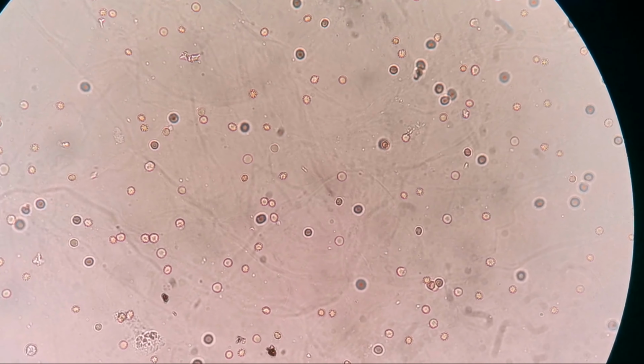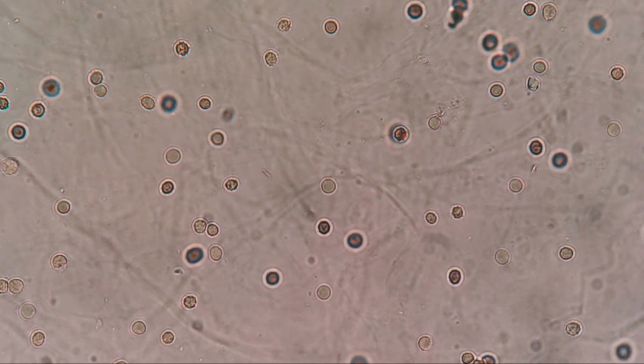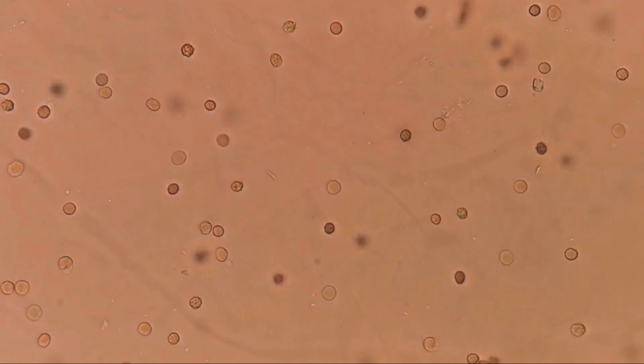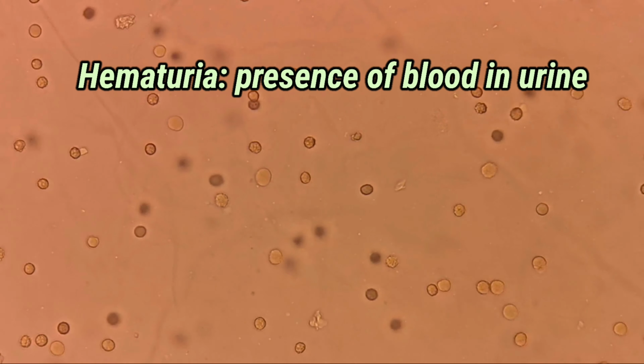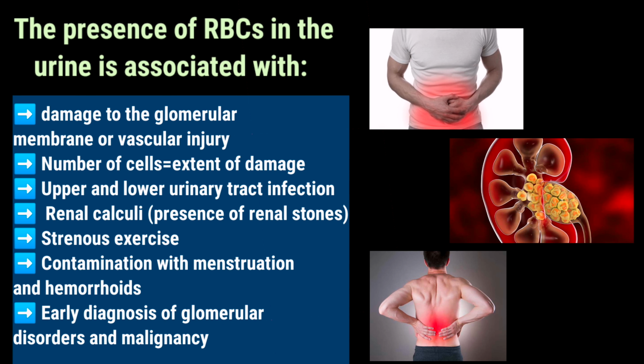Let's zoom in. Observe the appearance of the RBCs. The presence of blood in urine is termed hematuria. Clinical significance. The presence of RBCs in the urine is associated with damage to the glomerular membrane or vascular injury within the genitourinary tract. The number of cells present is indicative of the extent of the damage or injury. Hematuria can also be due to upper and lower urinary tract infection.